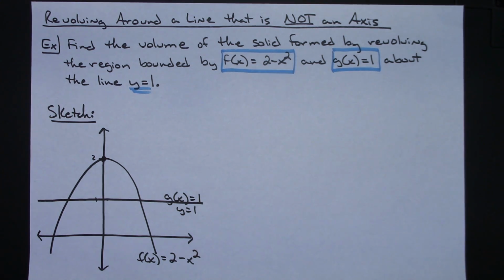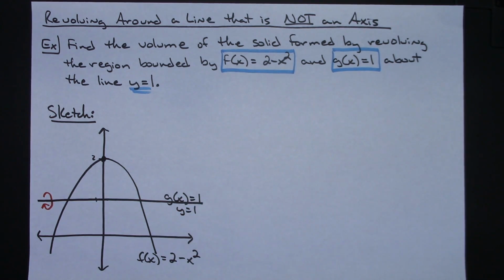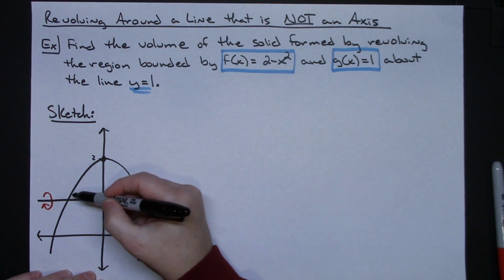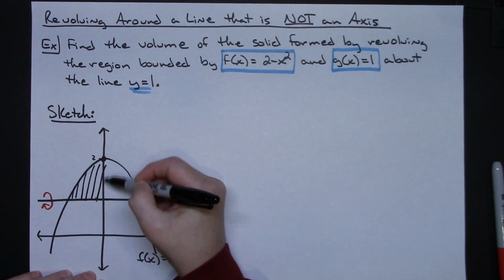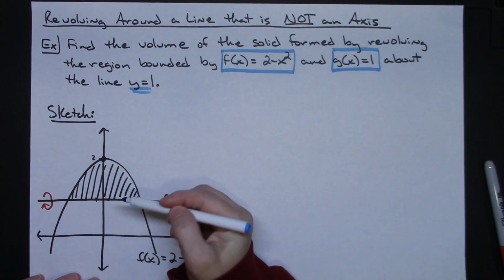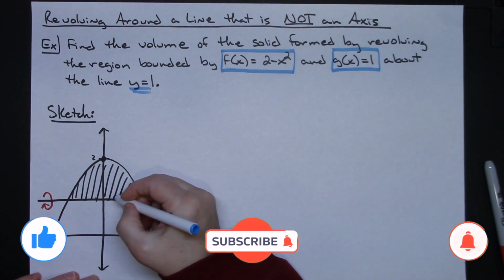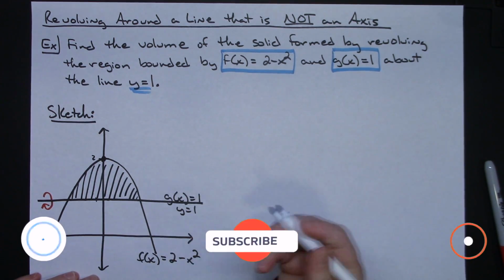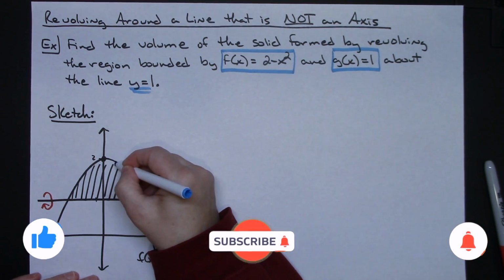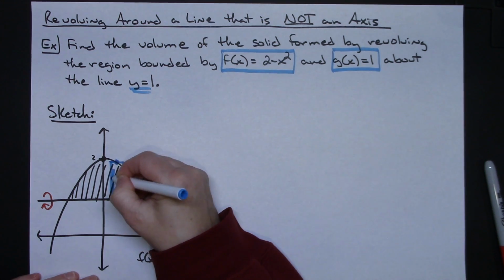Now I'm going to be revolving around that, so I'm going to put my little arrow on there to remind myself which way I'm going. If it's bounded by those two curves, that means I'm focusing on this area right in here. My representative rectangle is going to touch my axis of revolution and my curve, and everything is in terms of x here, so we're good. There's going to be my representative rectangle.